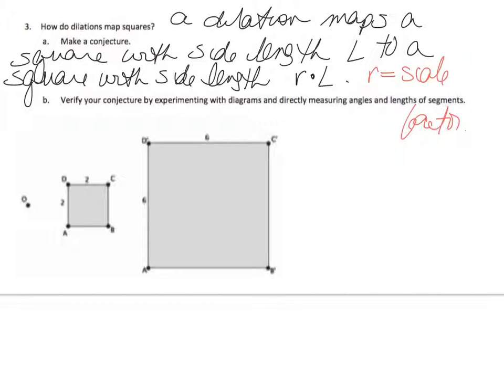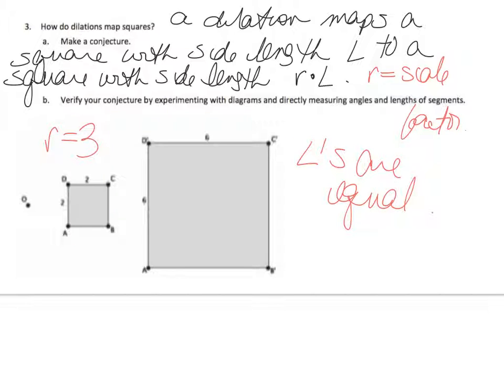What else can I tell you? If I have each segment of length L, here AD is mapped to a segment of length R times L. Here we have A prime D prime. It looks like my scale factor in this case is in fact 3, because 2 times 3 is 6. We know that the angles are equal. The angles do not change in dilation, so we're good there.